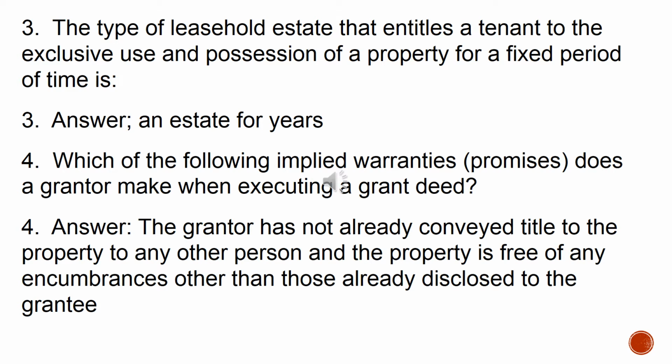Question number 3. The type of leasehold estate that entitles a tenant to the exclusive use and possession of a property for a fixed period of time is? Answer: an estate for years. Question number 4. Which of the following implied warranties does a grantor make when executing a grant deed? Answer: the grantor has not already conveyed title to the property to any other person, and that the property is free of any encumbrances other than those already disclosed to the grantee.